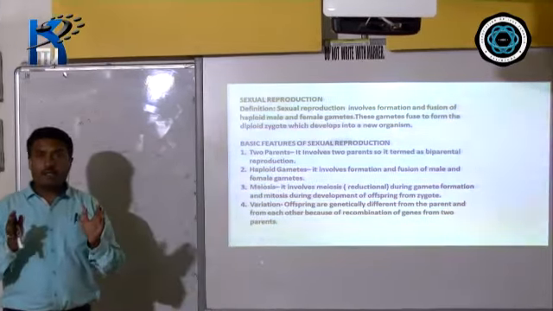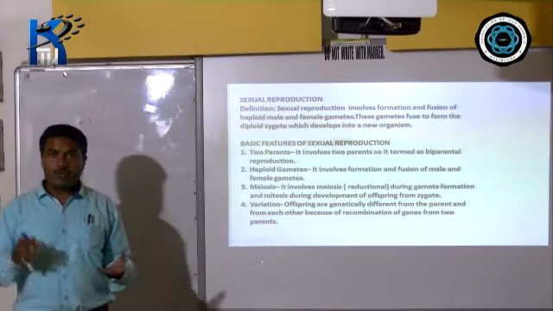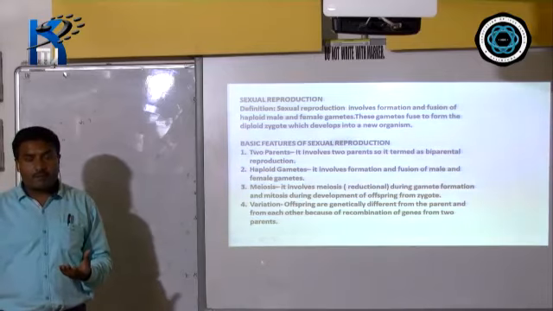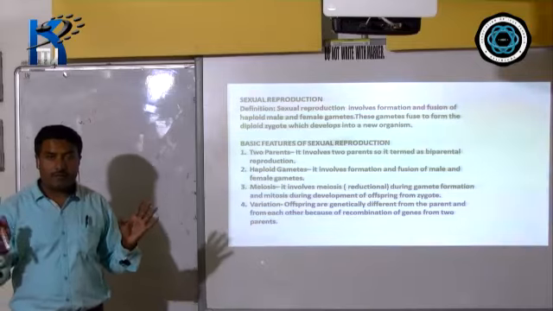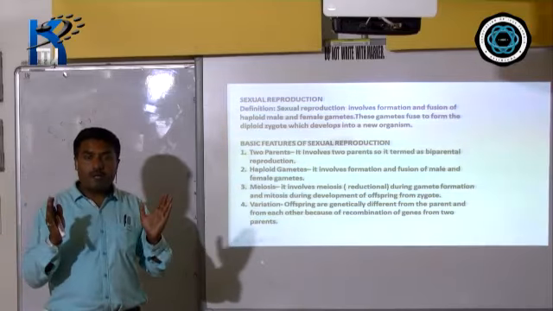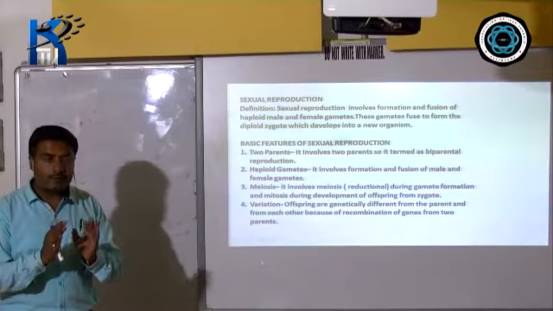That means here the formation of the haploid gamete has to take place in the male, formation of haploid gamete in the female has to take place. After they have produced the haploid gamete, there must be ways and means to make this haploid gamete fuse together.